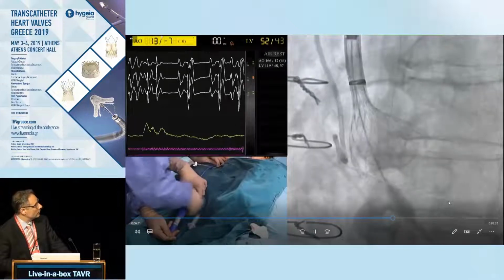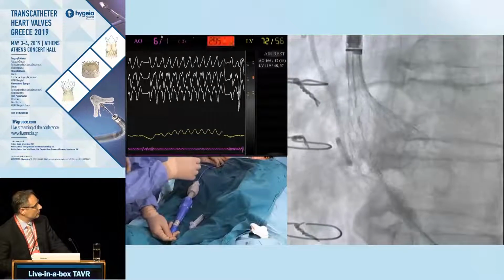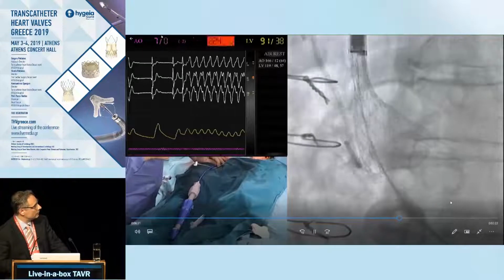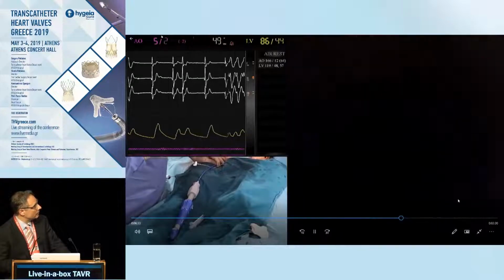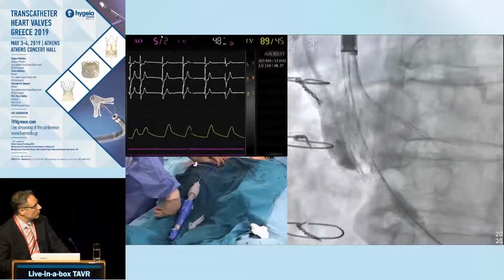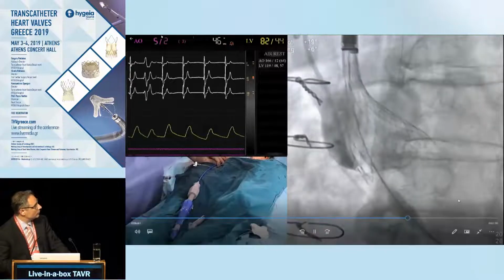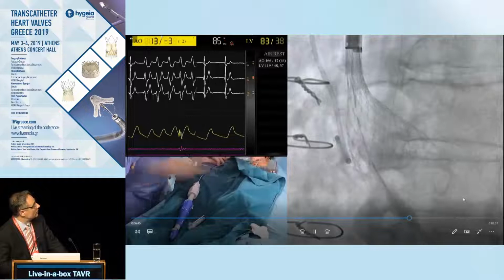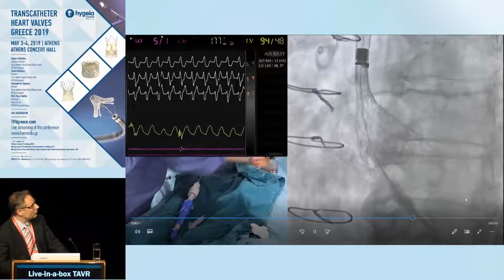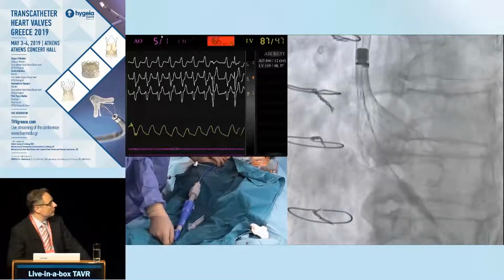So one more time, the second time, the partial recapture. You see that at that time the depth of the device was much better compared to the previous one. Must be below 10 millimeter, below the first cell. And then according to this hemodynamic behavior and aortography revealing no severe, no moderate AI, we decided to release the valve.